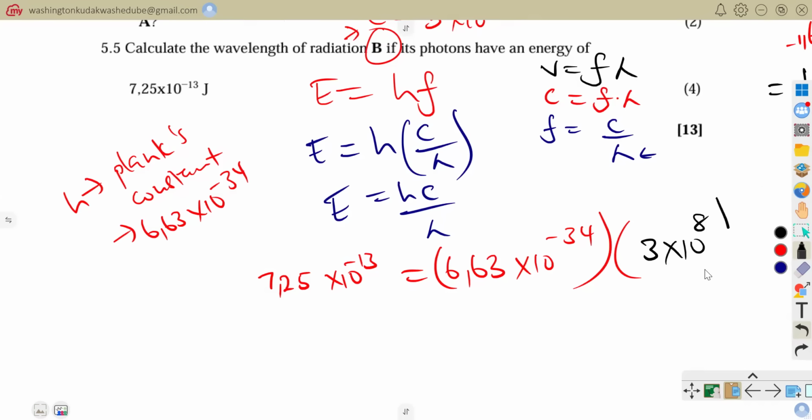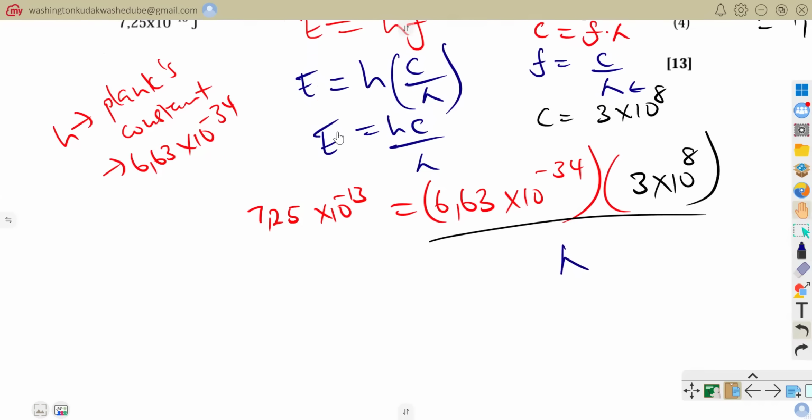we know that the speed of light is 3 times 10 to the power 8. That is the speed of light. I have already mentioned that c, the speed of light, is 3 times 10 to the power 8. That is what you take there. So now what I'm left with is this lambda. That is what I'm looking for. That is what I'm going to make the subject there.